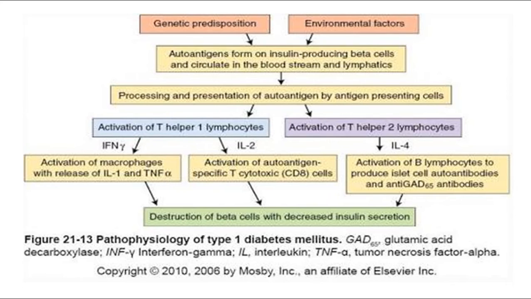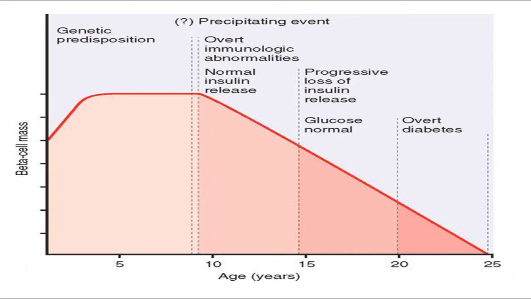So the CD4 T helper 1 lymphocyte releases interleukin 2 and interferon gamma, which ultimately secrete the cytokines and cause destruction, while the activated cytotoxic T cells directly destroy the beta cells. Activation of the B lymphocyte produces the islet cell autoantibody and the anti-GAD65 antibody, which is responsible for the destruction of the beta cells and the decreased insulin secretion.